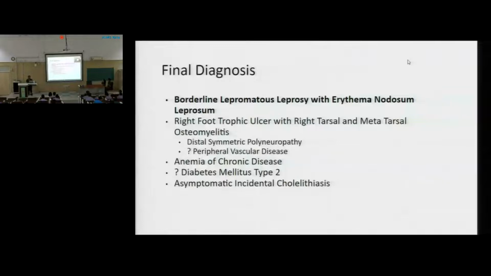So based on our clinical findings, history and histopathological examination, our diagnosis was borderline lepromatous leprosy with erythema nodosum leprosum, right foot trophic ulcer with right tarsal and metatarsal osteomyelitis, most probably due to distal polyneuropathy. Other diagnoses would be peripheral vascular disease and anemia of chronic disease with doubtful type 2 diabetes mellitus and asymptomatic incidental cholelithiasis.